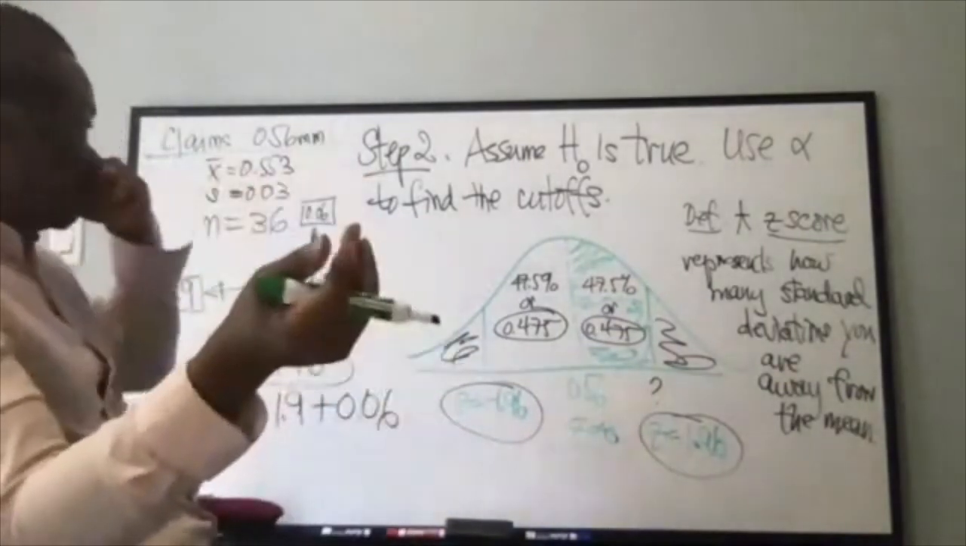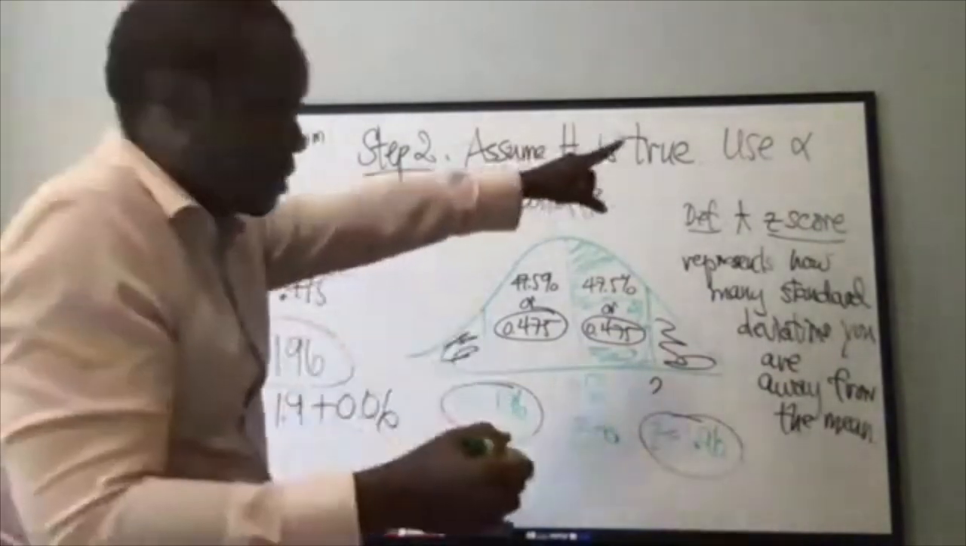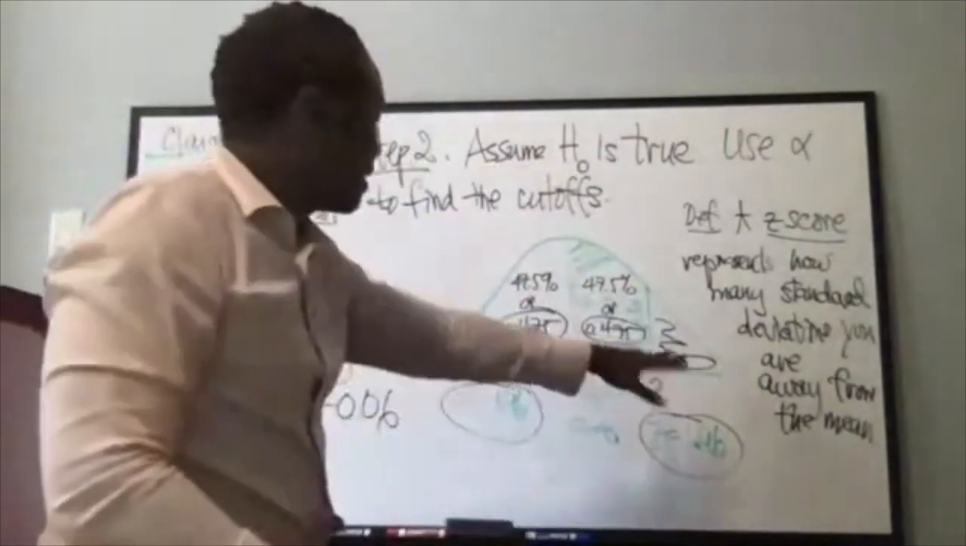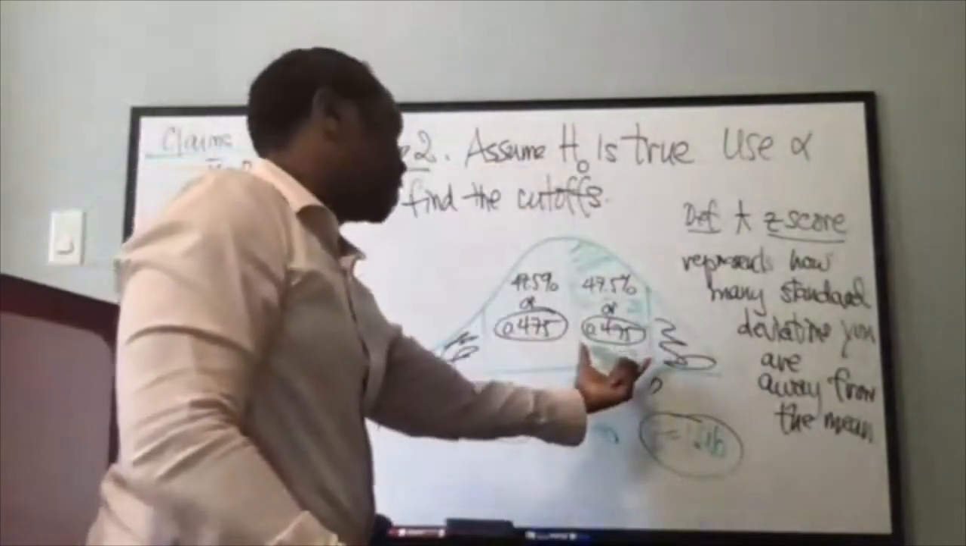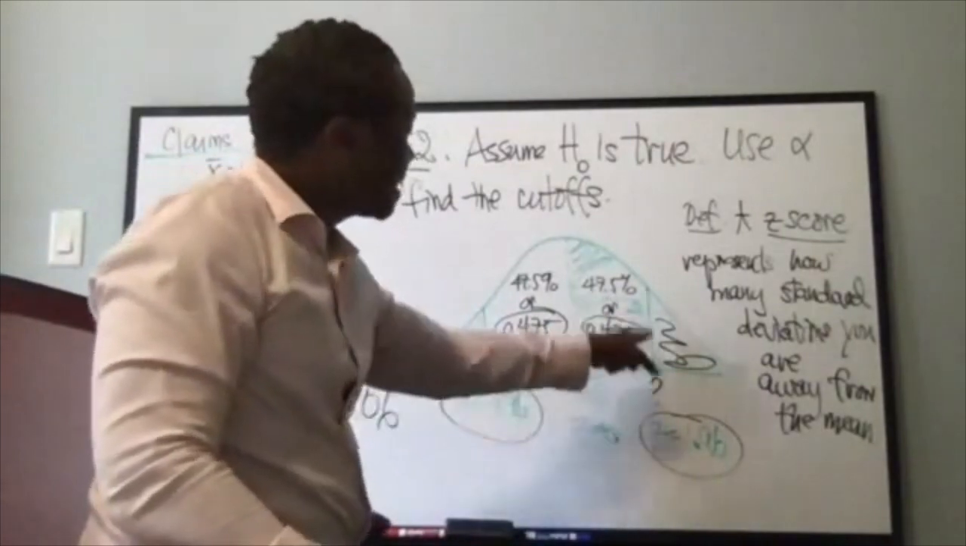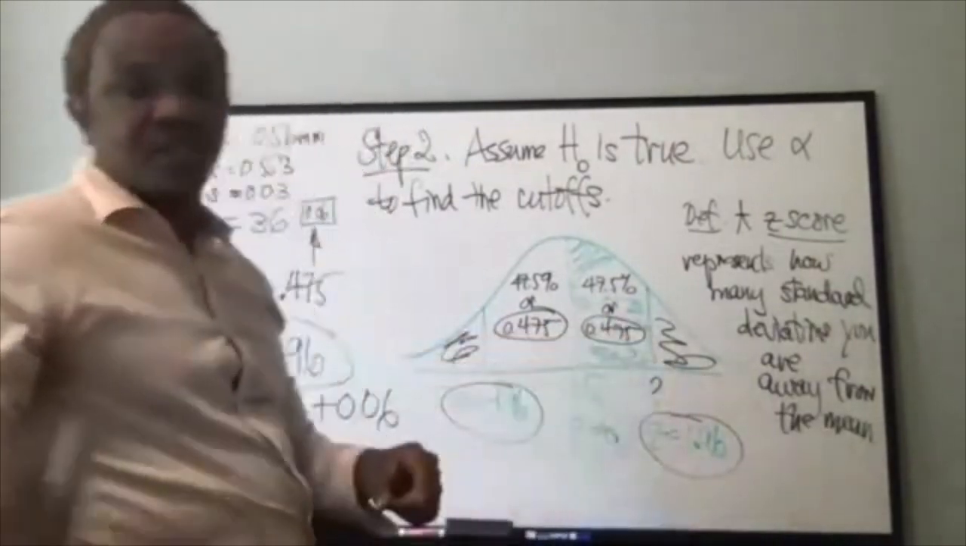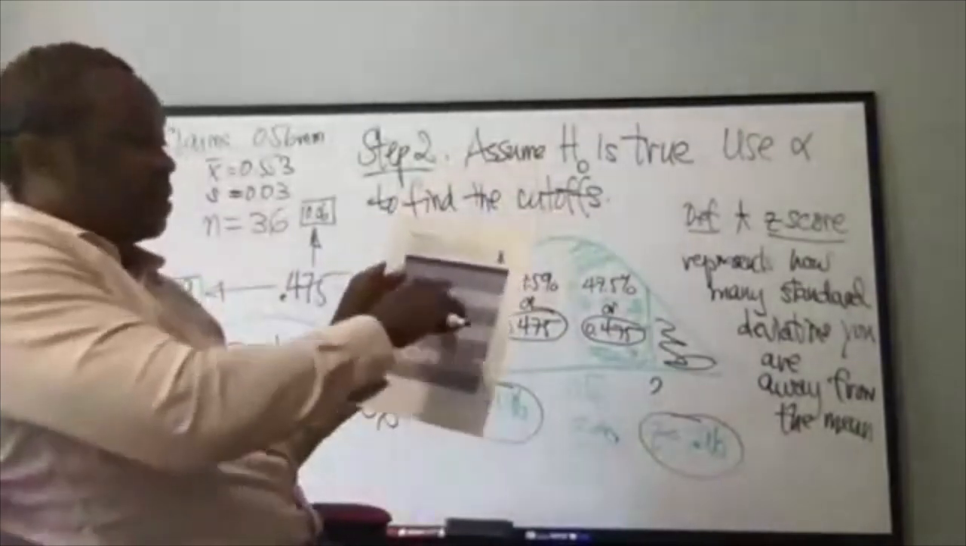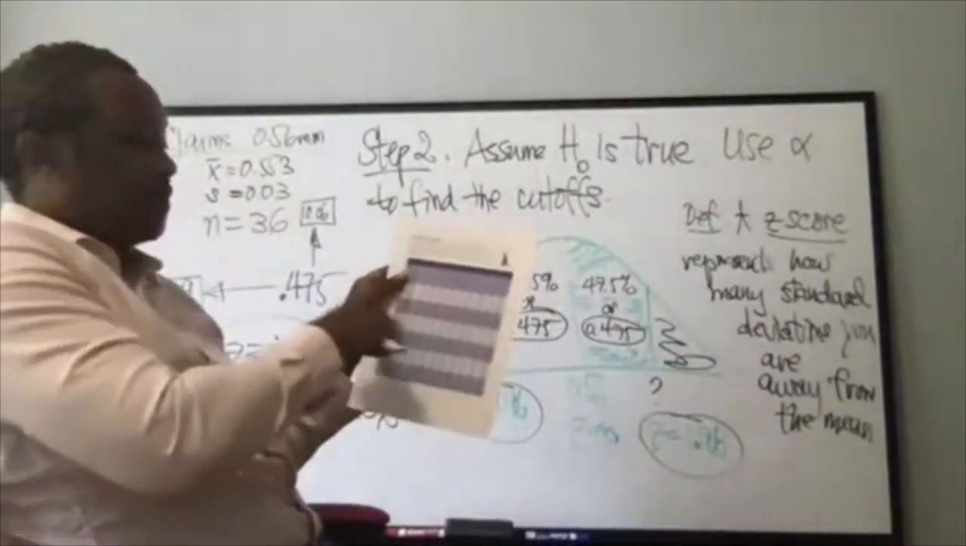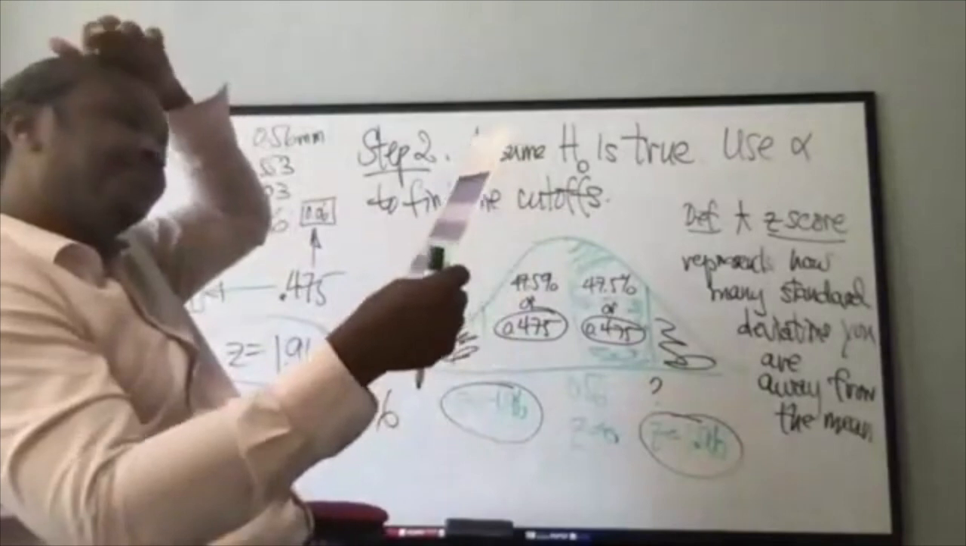But notice how we did it. We had to have alpha first, 5%, because then that let us know what this value was, 0.475. As soon as I know what that number is there, I've got to go to the chart, look it up inside of here, and figure out what z-score you have.